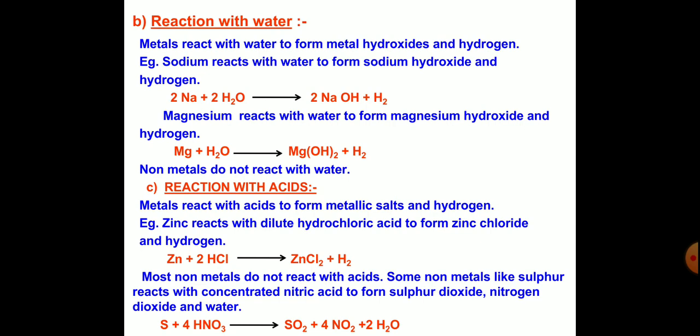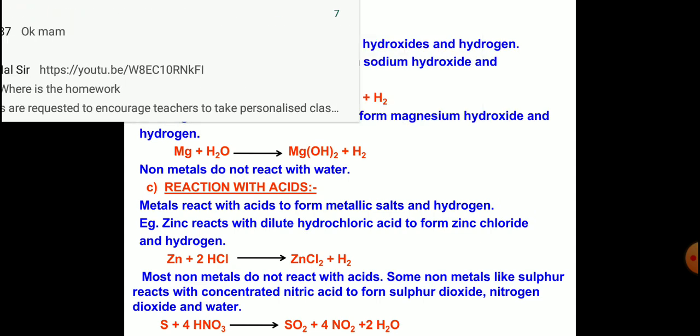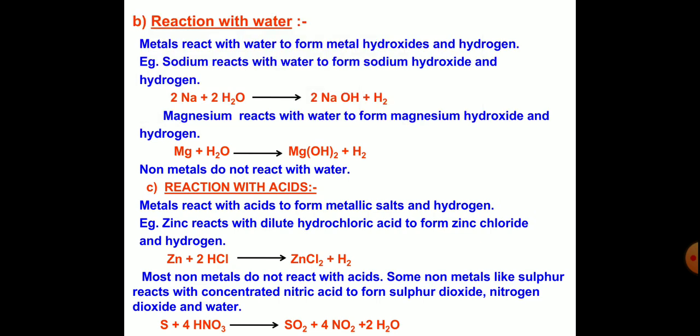Sodium and potassium are highly reactive metals. When they react with cold water, potassium forms potassium hydroxide, and sodium forms sodium hydroxide. Clear? Along with the evolution of hydrogen gas, and they both produce heat. So both of them are known as exothermic reactions because heat is evolving.